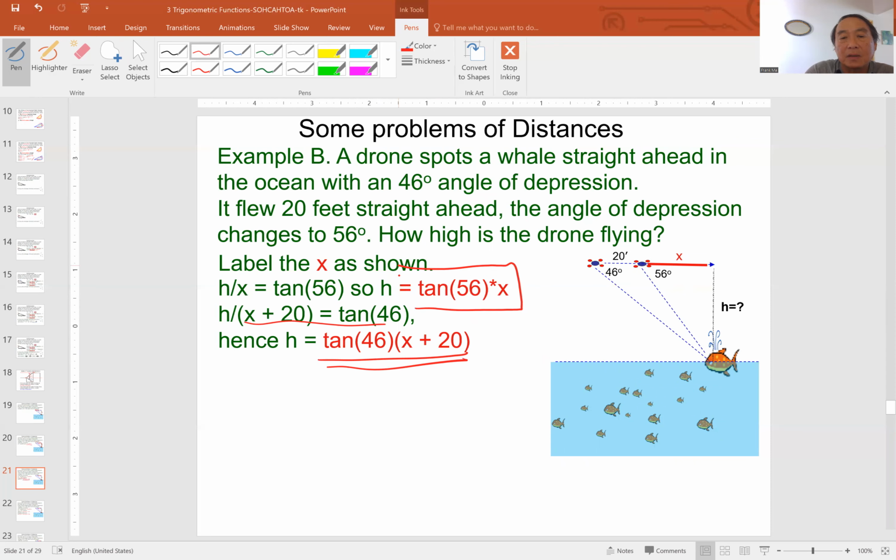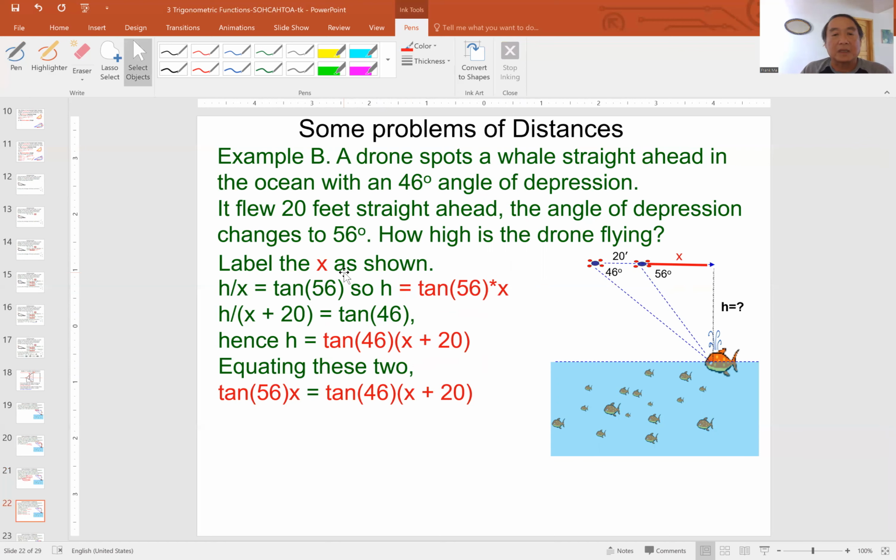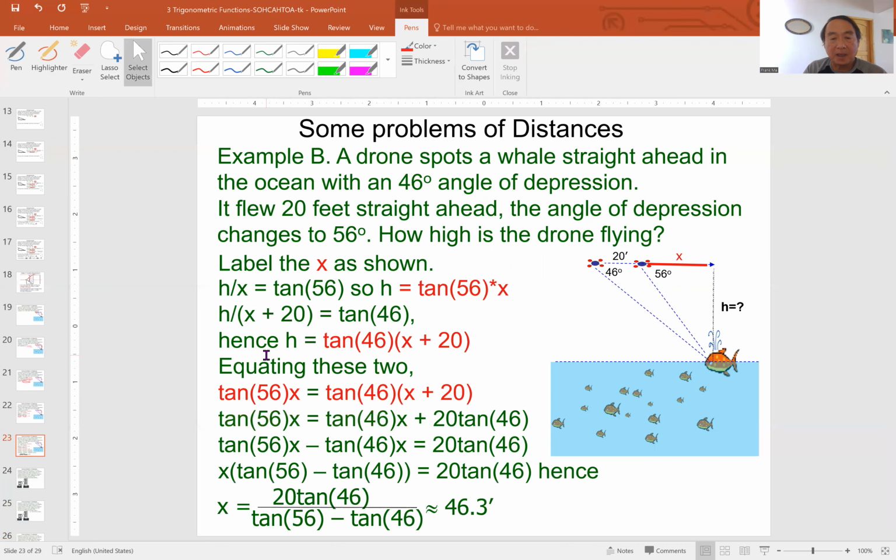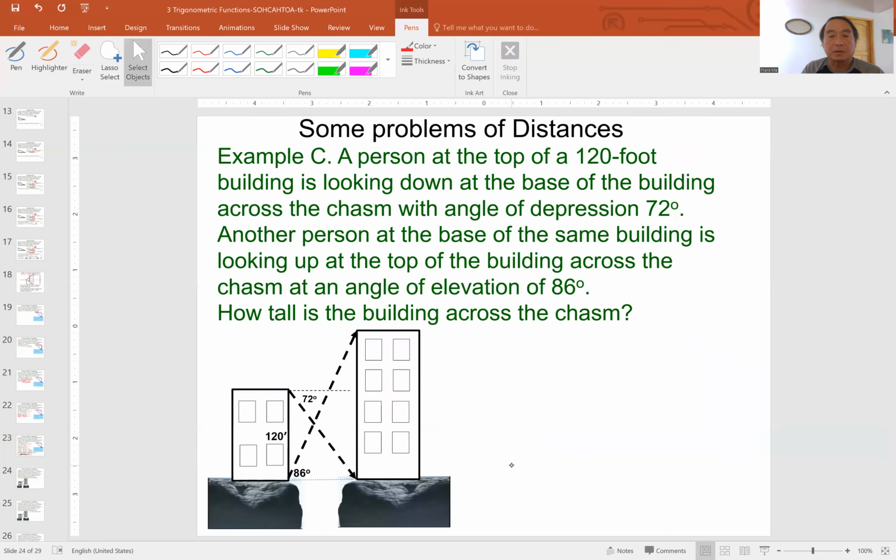Then I can put these two together, eliminate h, and this gives me an equation in x with tangents, and these are numbers, so algebraically I can solve for x. And then I get what is called the exact answer, and this of course is called the numerical answer.